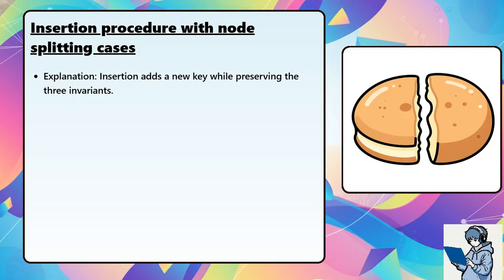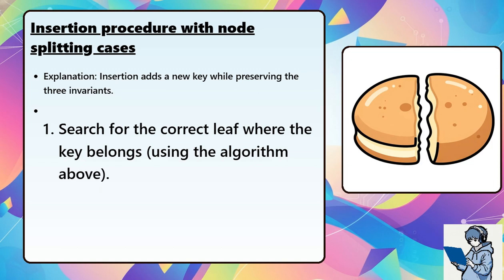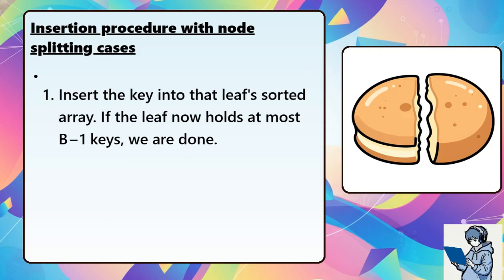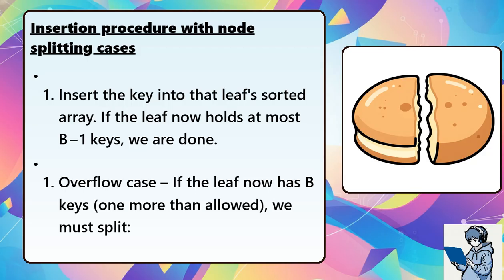Insertion adds a new key while preserving the 3 invariants. Step 1. Search for the correct leaf where the key belongs, using the algorithm above. Step 2. Insert the key into that leaf's sorted array. If the leaf now holds at most B-1 keys, we are done. Step 3. Overflow case. If the leaf now has B keys, 1 more than allowed, we must split.